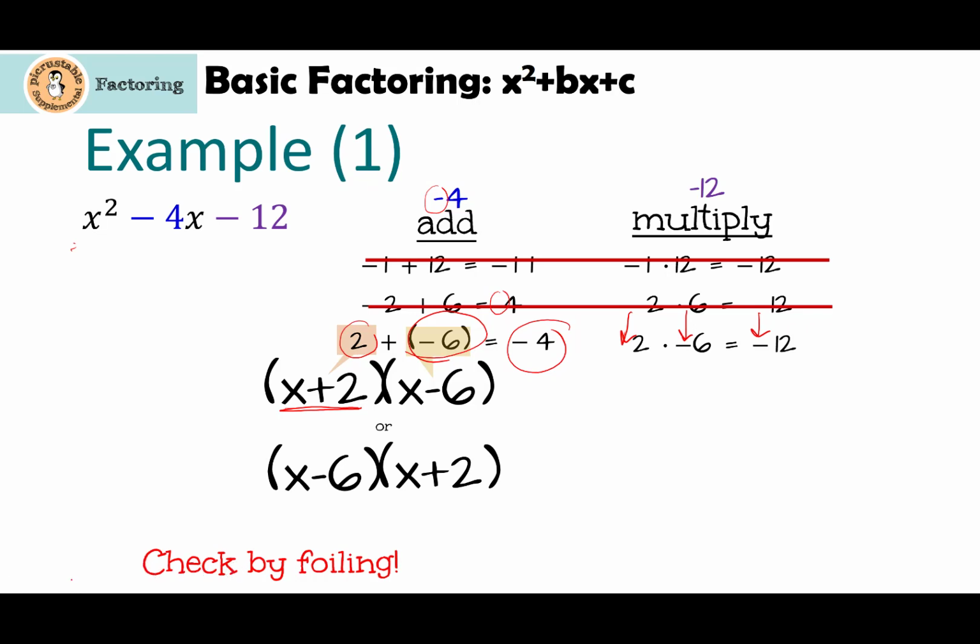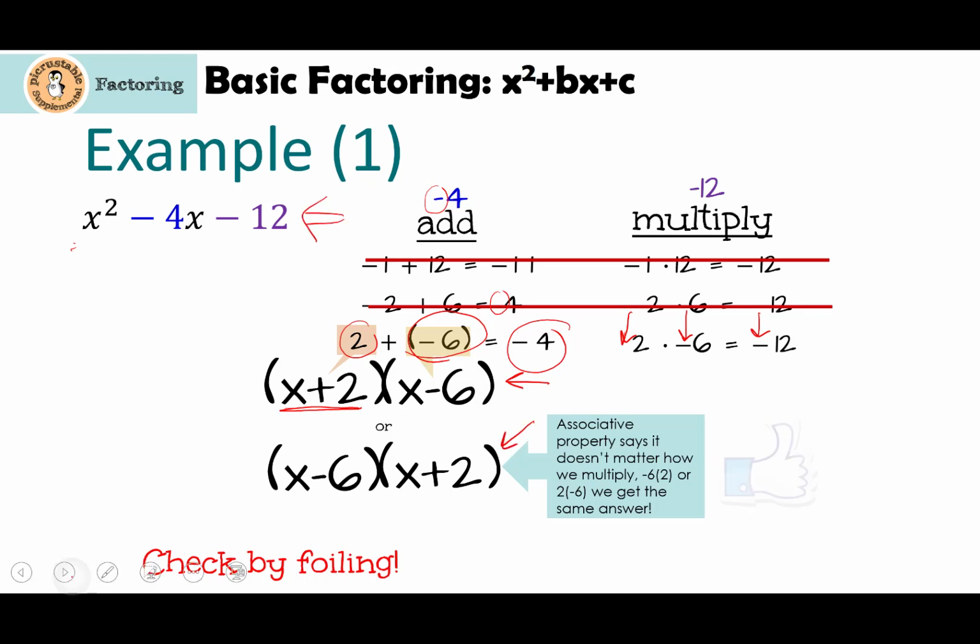Parentheses x minus 6 times parentheses x plus 2. Now you're probably wondering, well, why does that work? Well, we have a really cool property in mathematics. It's called the associative property. And it says it doesn't matter how we multiply. I could take negative 6 times 2 or 2 times negative 6. We get the exact same answer. So that means it doesn't matter if I FOIL this one or this one. I'm still going to end up with this answer.